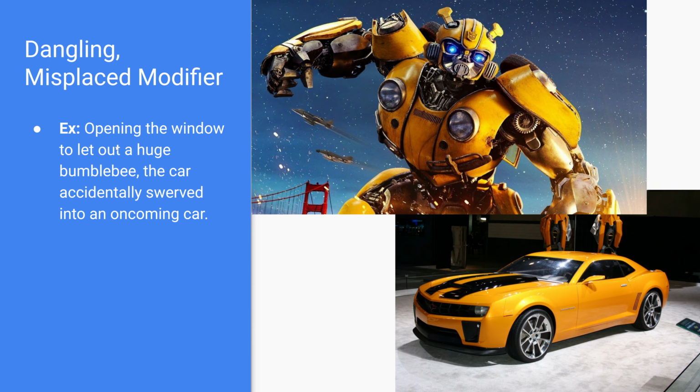and we read it, opening the window to let out a huge bumblebee, the car accidentally swerved into an oncoming car. So what subject do we have here? Well, we don't really have one that relates to opening, right? We have the car in here, and we know the car couldn't open the door by itself unless we're talking about Transformers. So we need to redo this. Something needs to change.